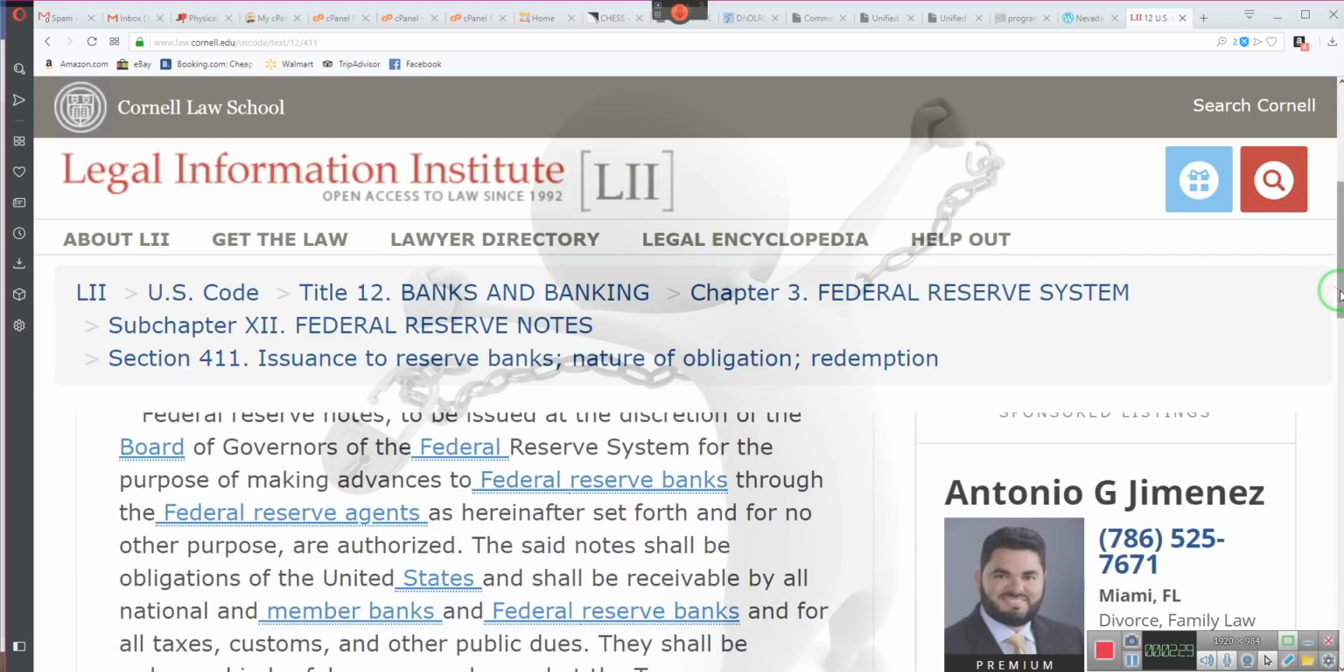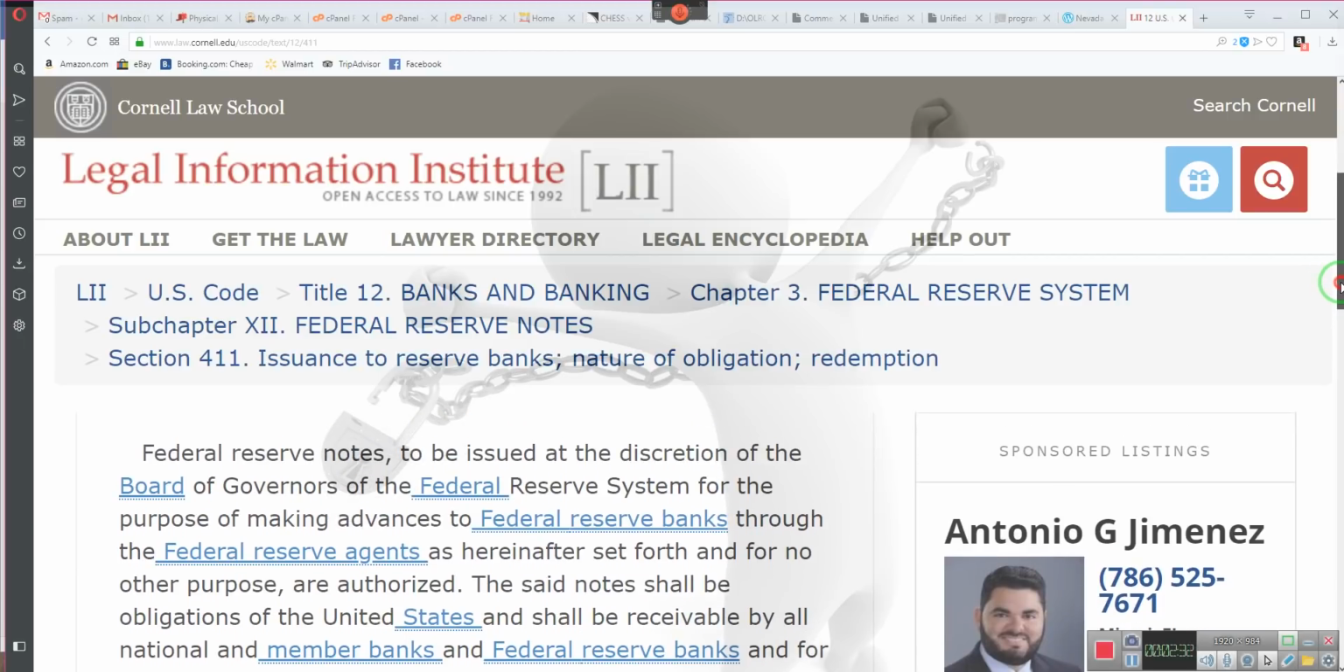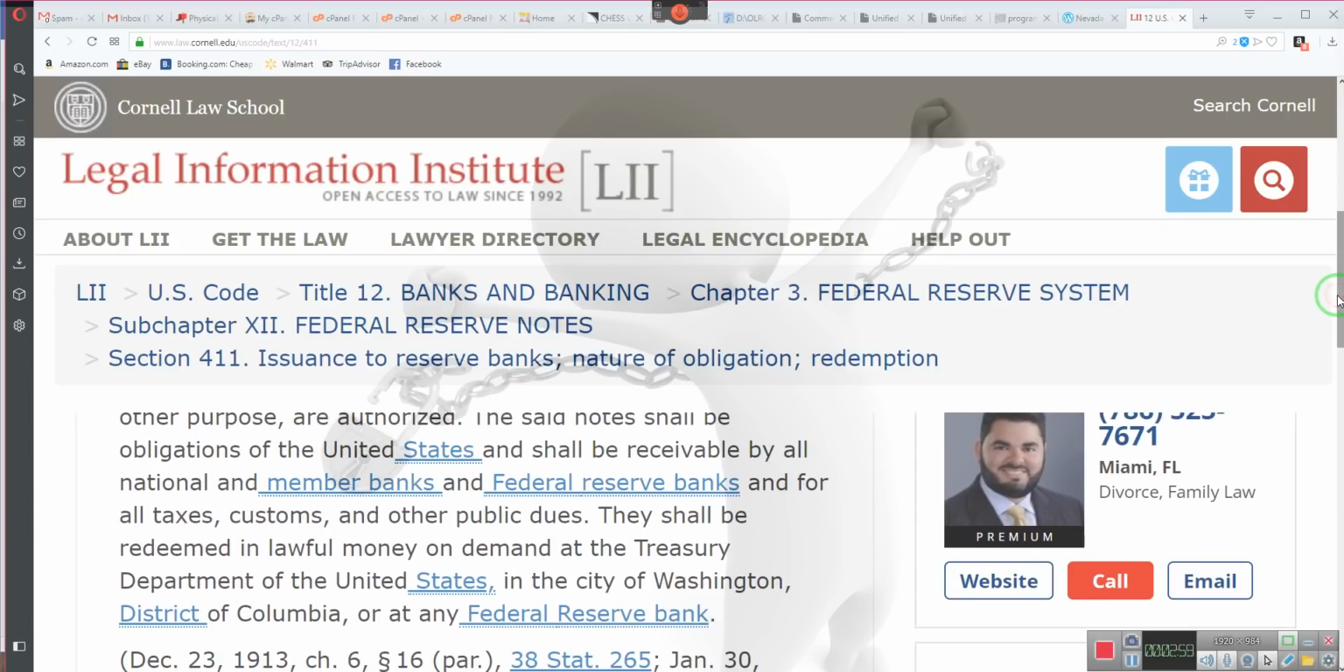Now, pay attention. It says Federal Reserve notes to be issued at the discretion of the Board of Governors of the Federal Reserve System for the purpose of making advancements to Federal Reserve banks through the Federal Reserve agents, as hereinafter set forth, and for no other purpose are authorized. The said notes are obligations of the United States. Hold on now. This is where you need to pay attention. Because you need to understand that it's obligations, shall be obligations, okay?